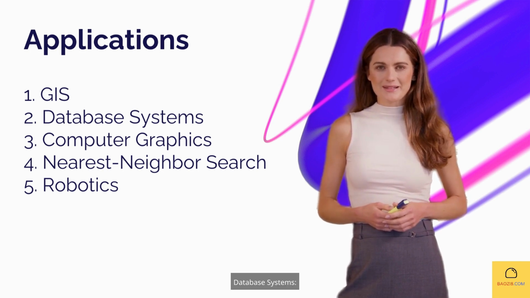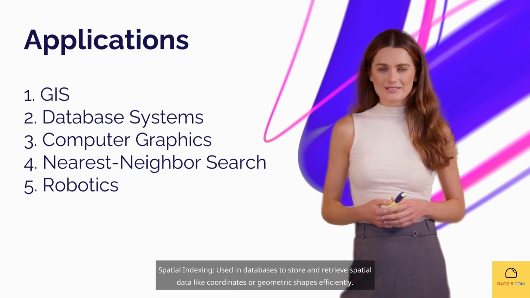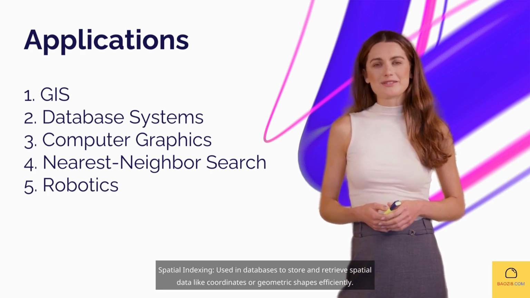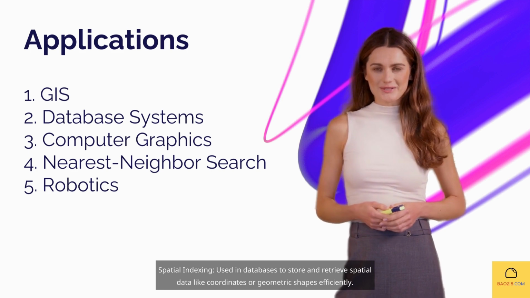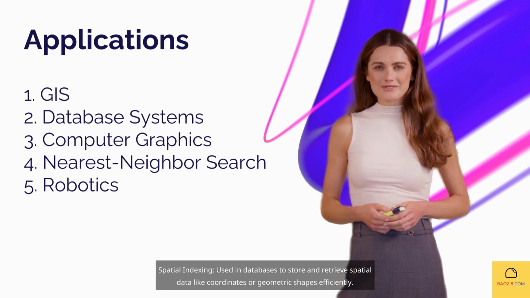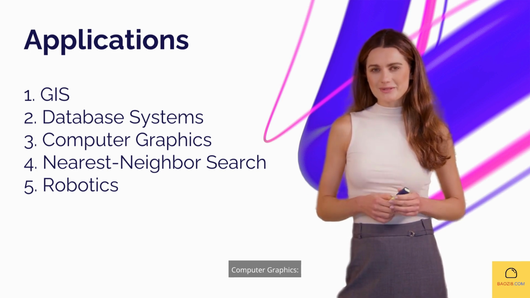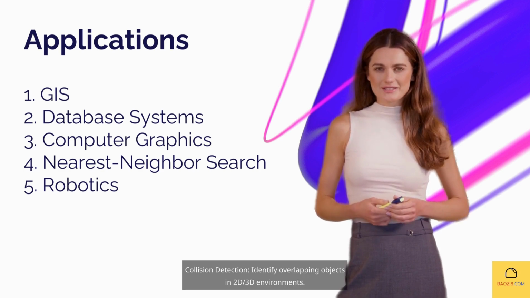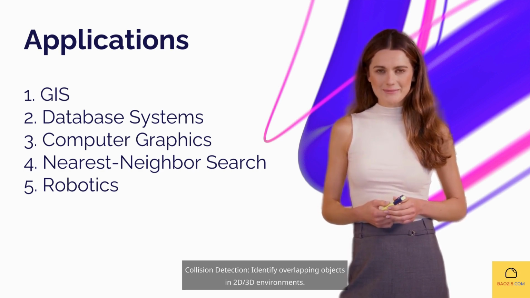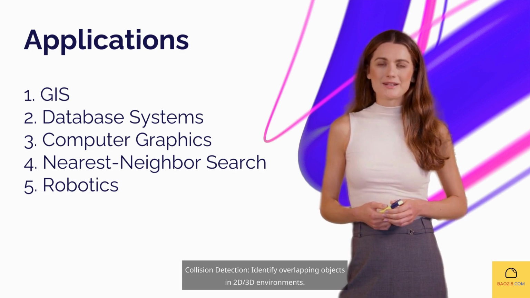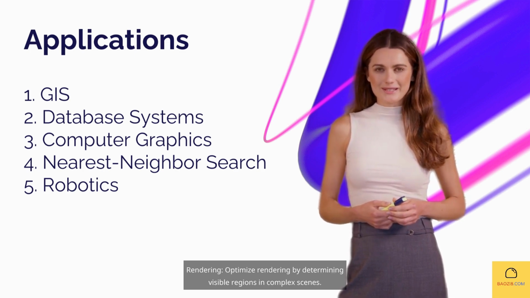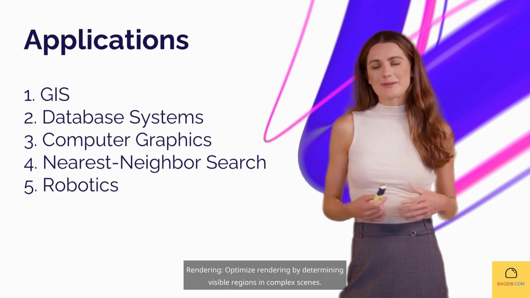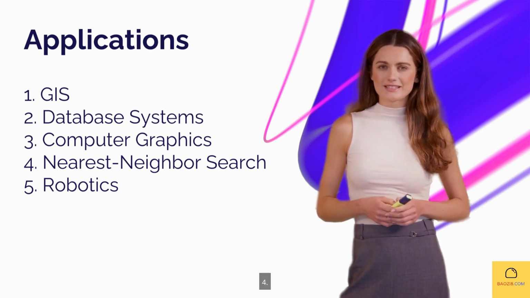2. Database systems. Spatial indexing. Used in databases to store and retrieve spatial data like coordinates or geometric shapes efficiently. 3. Computer graphics. Collision detection. Identify overlapping objects in 2D/3D environments. Rendering. Optimize rendering by determining visible regions in complex scenes.